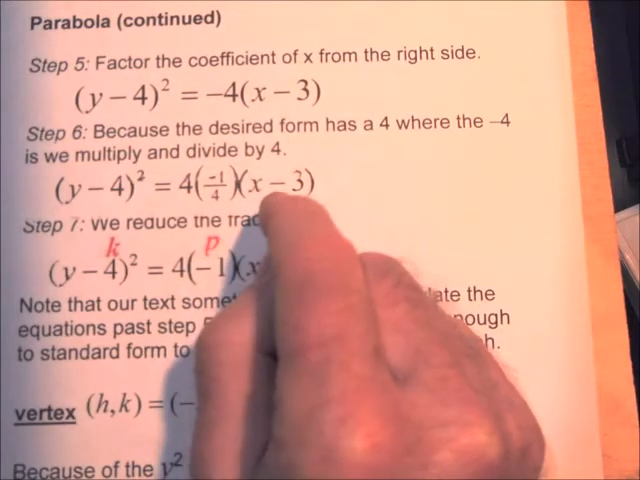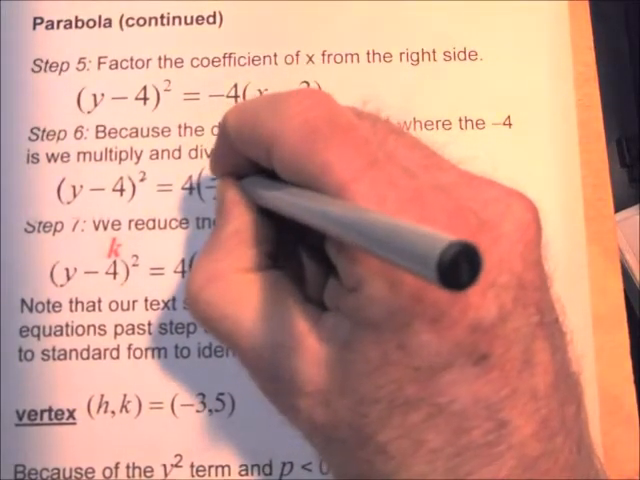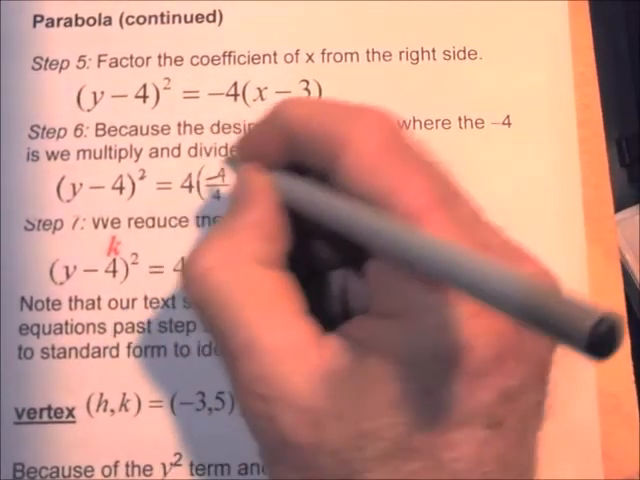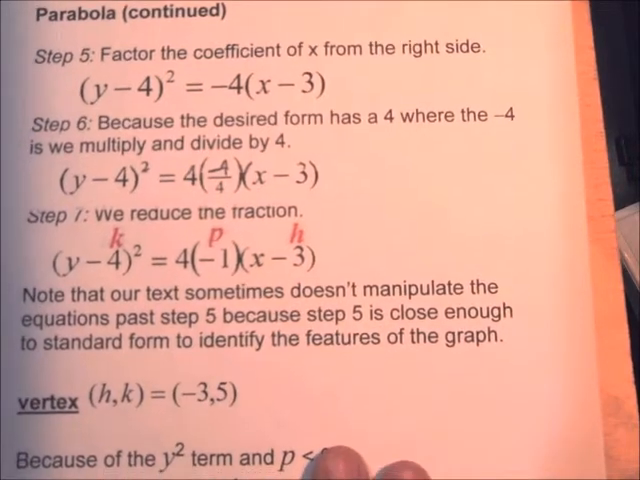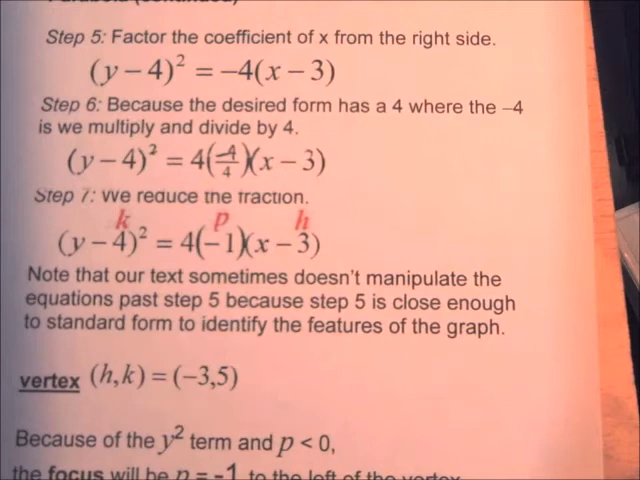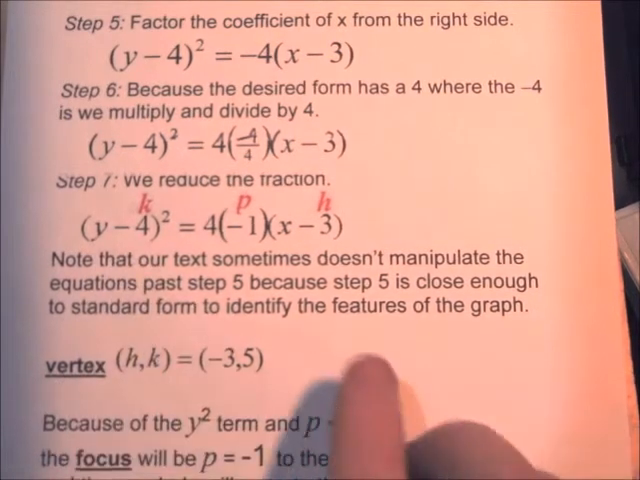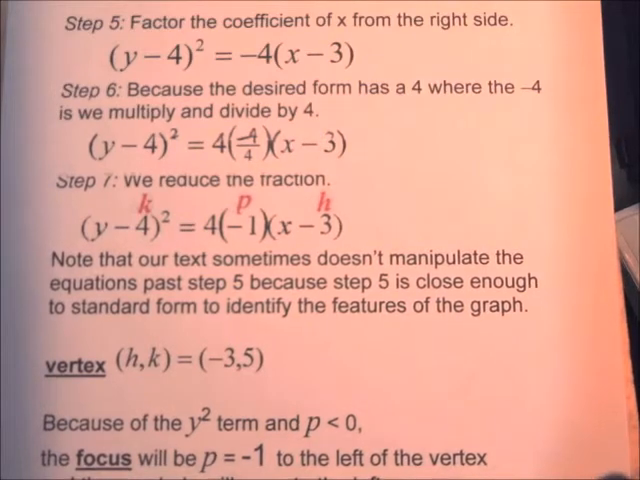So it should be negative 4 over 4, times the quantity. So we multiply and divide by 4 to get this in the form of 4 times something. So negative 4 divided by 4 is negative 1. So p is going to be negative 1. So our equation in the standard form is y minus 4 quantity squared equals 4 times negative 1 times the quantity x minus 3.